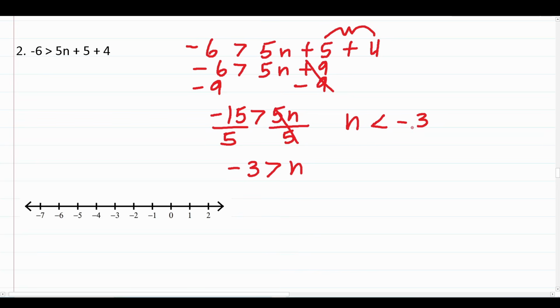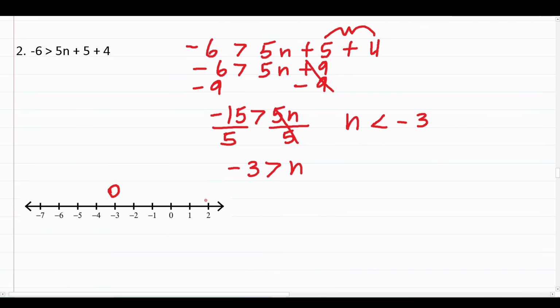All right, so first things first, we're going to go to negative 3 on the number line. And since we just have a less than symbol here, we're going to use an open circle. And we're looking for all the values of n that make this statement true. So we're looking for all the values of n that are less than negative 3.